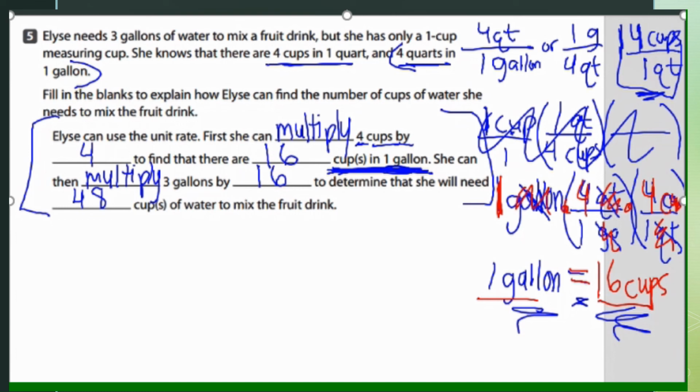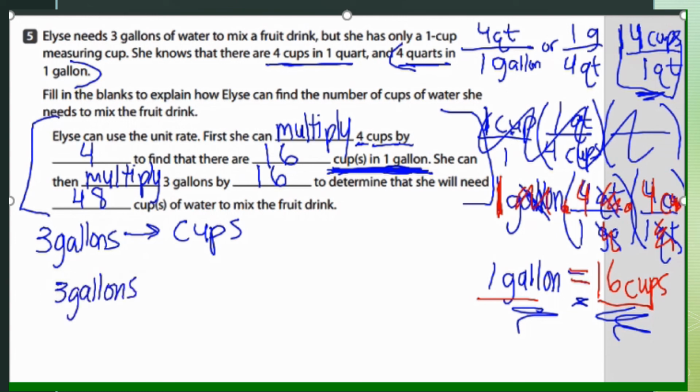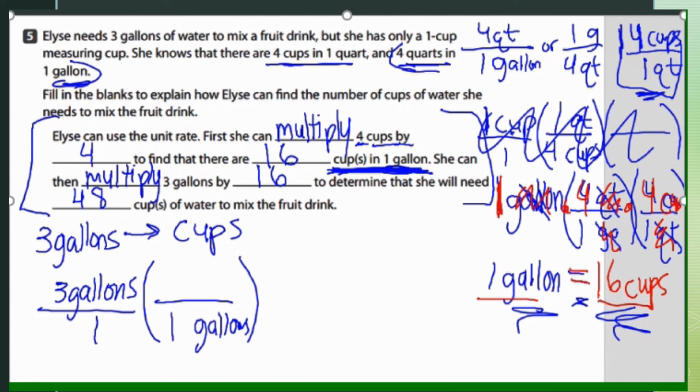So we're starting off with 3 gallons. And we want to convert that into cups. So we start with 3 gallons over 1, and then we multiply by our conversion factor. We have gallons in the numerator, so we need gallons in the denominator. So the conversion factor that we need is this one here. So 1 gallon is with gallons, 4 is with quarts.